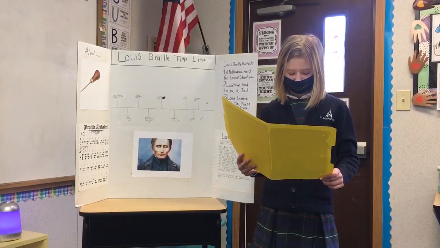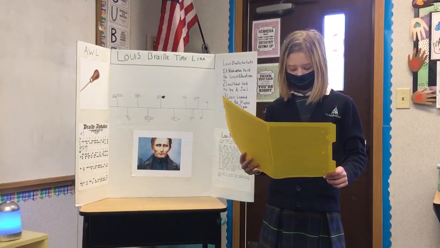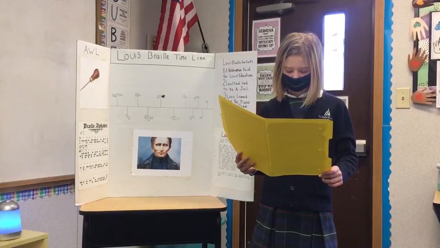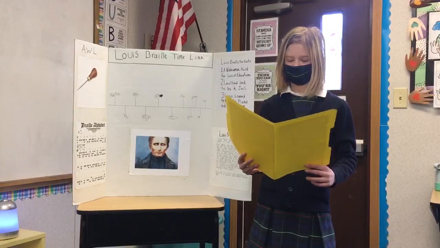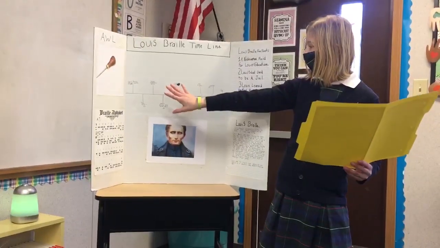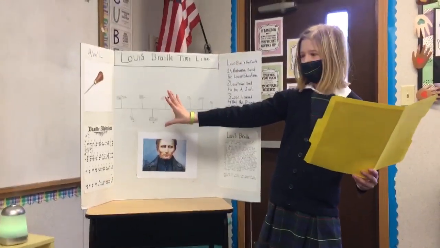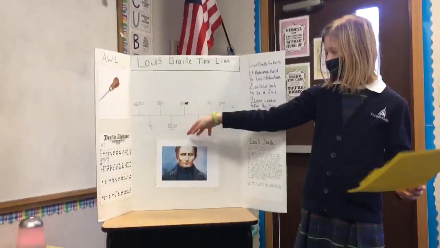Louis developed tuberculosis in 1835. Louis passed in 1852, but his language kept going. Louis and his Braille have impacted the world in a positive way. So my timeline has most of the interesting and main key details about his life.